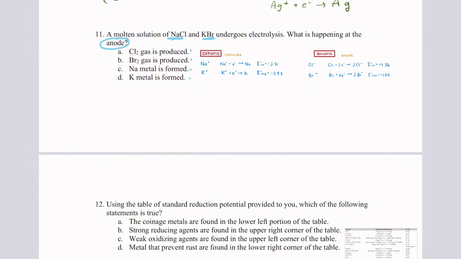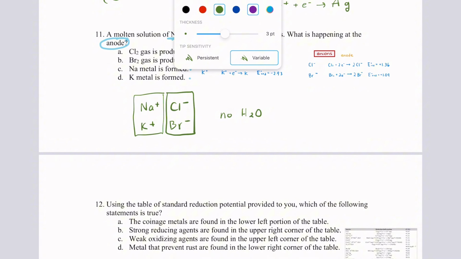First, we break the salts into their ions. The molten mixture contains sodium ions and chloride ions from sodium chloride, and potassium ions and bromide ions from potassium bromide. Because this is molten salt, there's no water present to compete, so only these ions participate. Next, we assign which side each type of ion prefers.